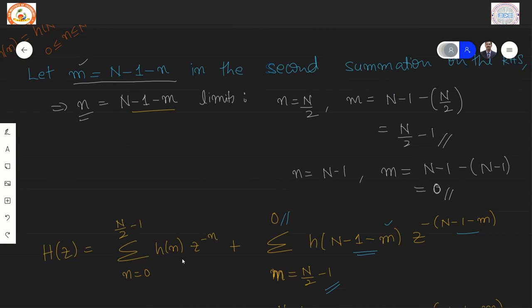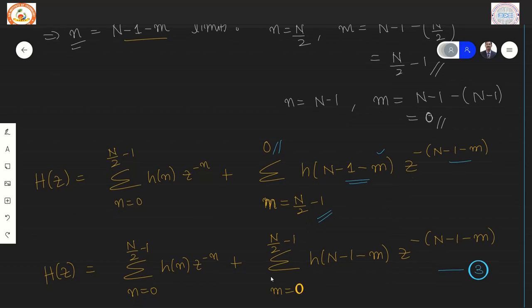The first term is untouched. The second summation will now carry the limit in terms of m. The lower limit is N by 2 minus 1. The upper limit is 0. And here, the index of h has now changed. It has become N minus 1 minus m. Similarly, the power of z is minus of capital N minus 1 minus m. So both places we have replaced the value for n.